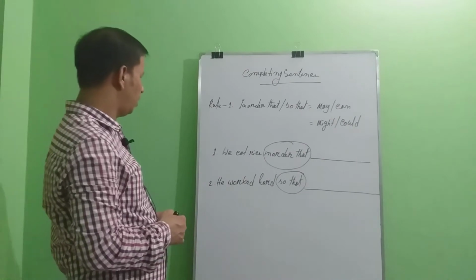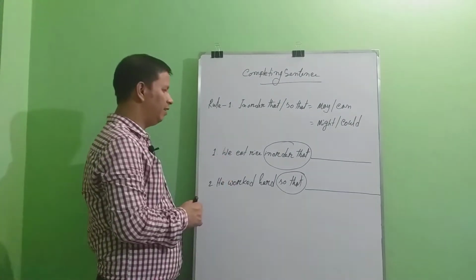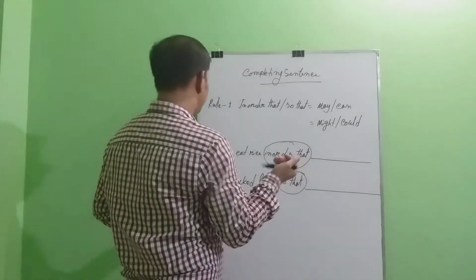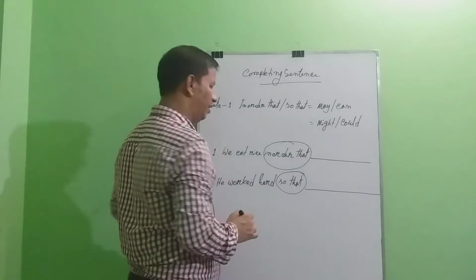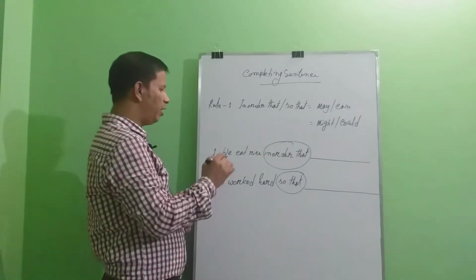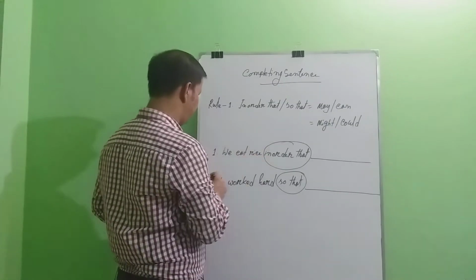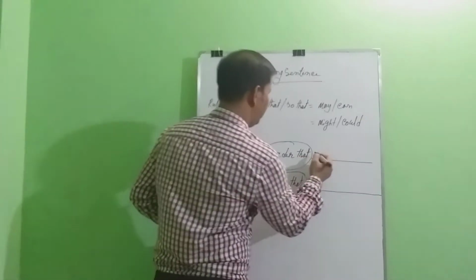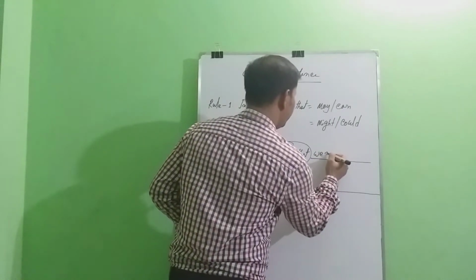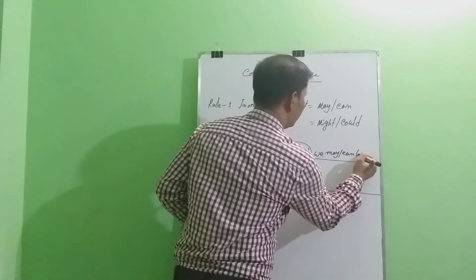So look at the first sentence. According to the rule, this is the use of simple present tense. So according to the rule, we can write in the first sentence, we eat rice in order that we may or can live.